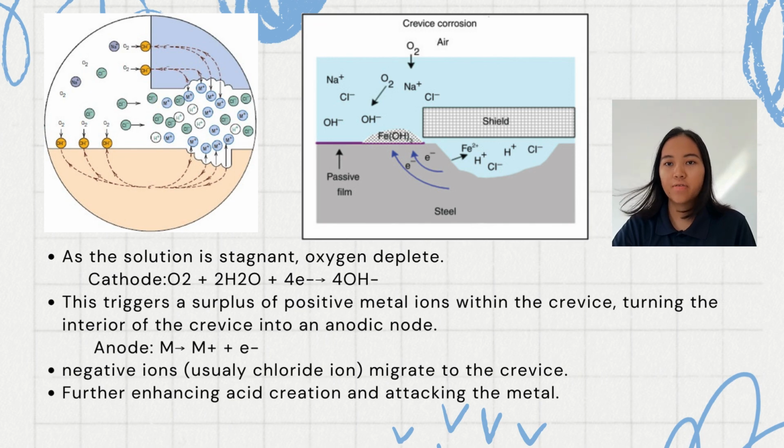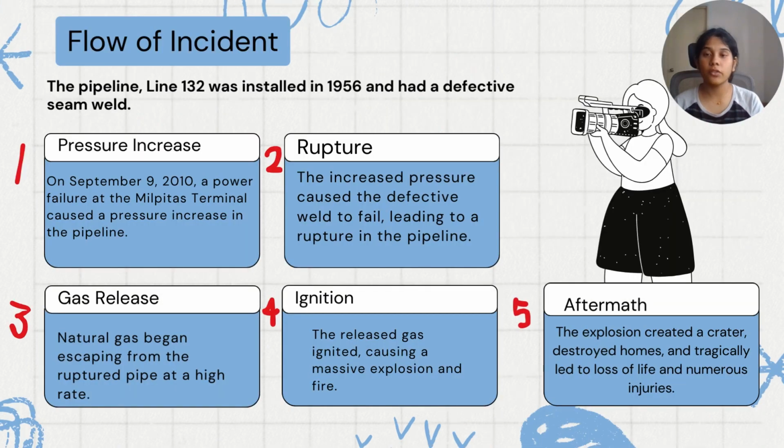As the solution is stagnant, the oxygen is depleted. At the cathode, the oxygen reacts with water to produce four hydroxide ions. This triggers a surplus of positive metal ions within the crevice, turning the interior of the crevice into an anodic node. The negative ions, usually chlorine ions, migrate to the crevice, further enhancing acid creation and attacking the metal more. Okay, now we'll move on to the flow of the incident.